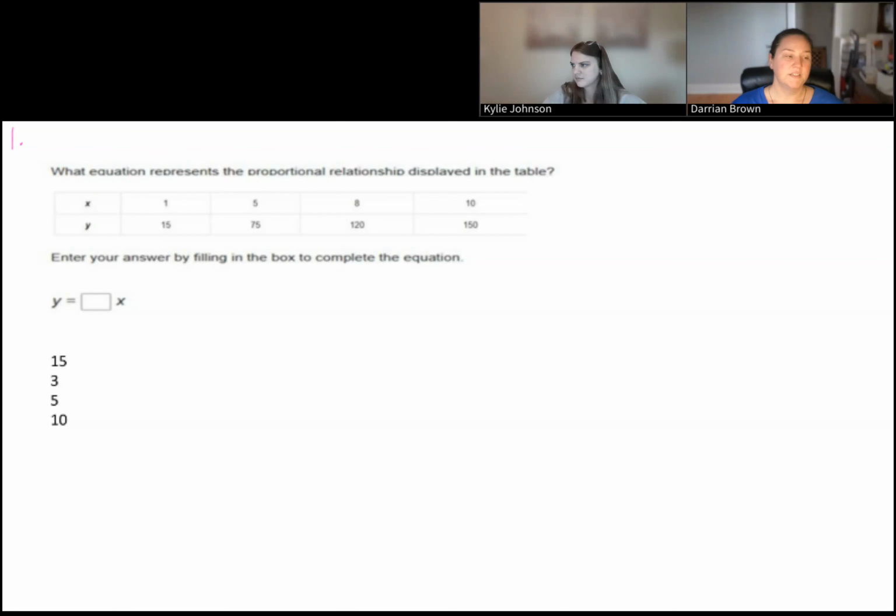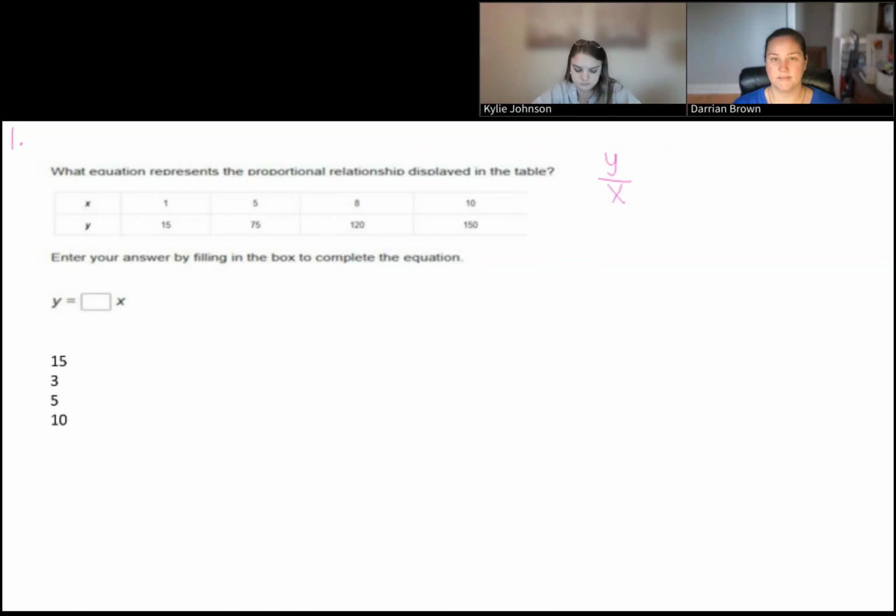All right. So question number 1 says, what equation represents the proportional relationship displayed in the table? So in this table, we have the x's on the top and we have the y's on the bottom. Now remember, when we're finding ratios and proportions, we want the unit rate. We always put the y on the top. So write that on your notes.